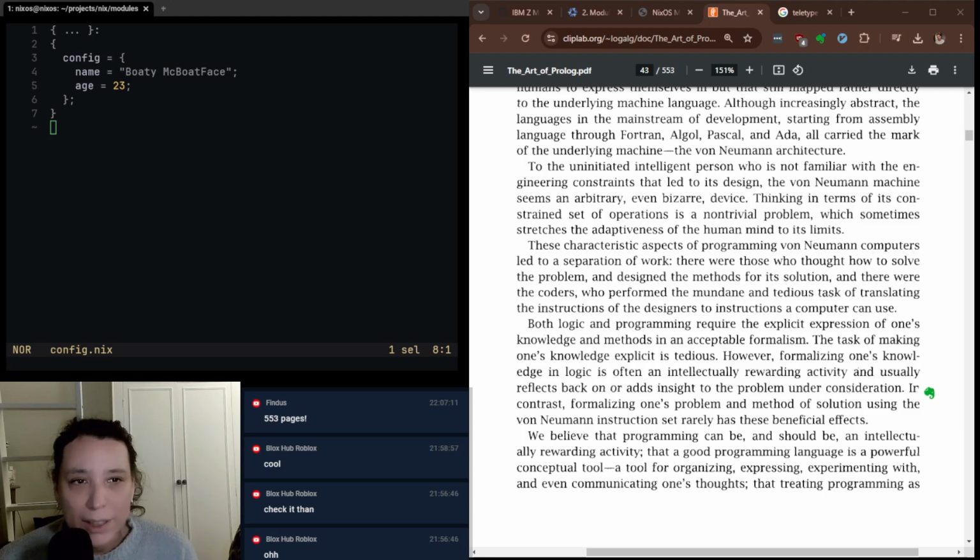To the uninitiated intelligent person who is not familiar with the engineering constraints that led to its design, the von Neumann machine seems an arbitrary, even bizarre device. Thinking in terms of its constrained set of operations is a non-trivial problem which sometimes stretches the adaptiveness of the human mind to its limit.